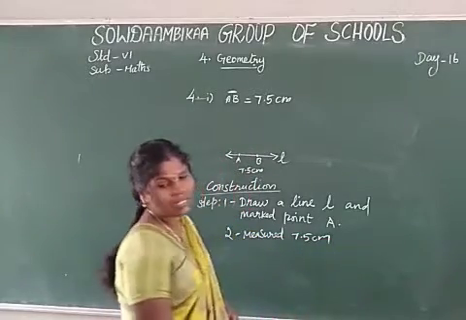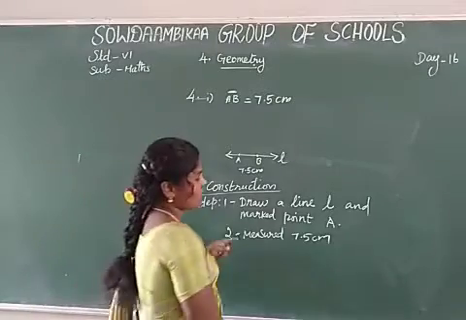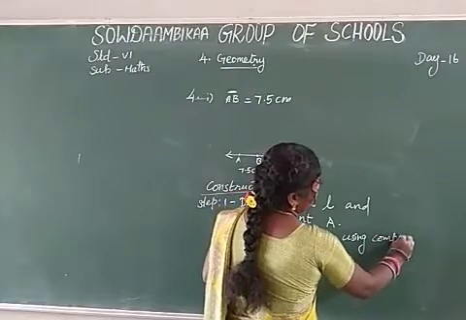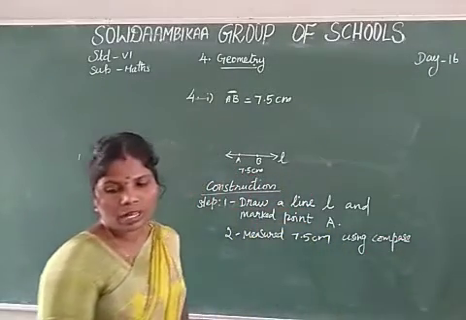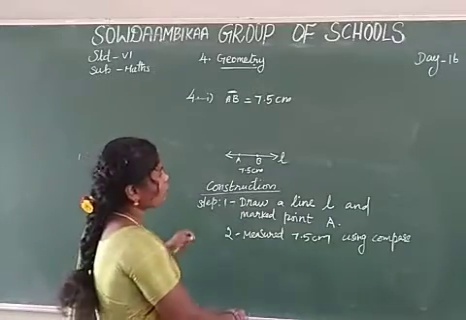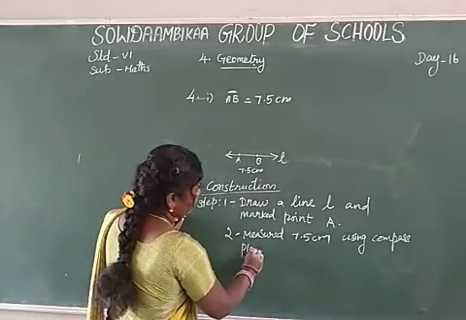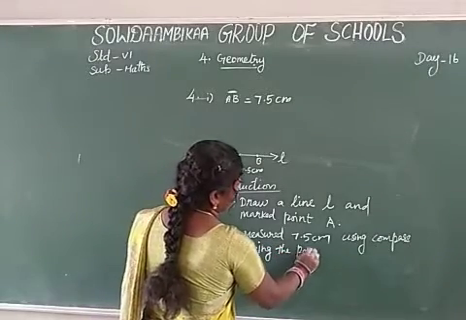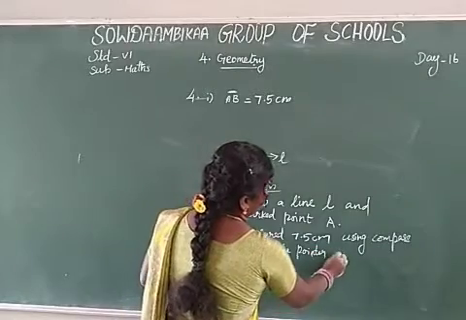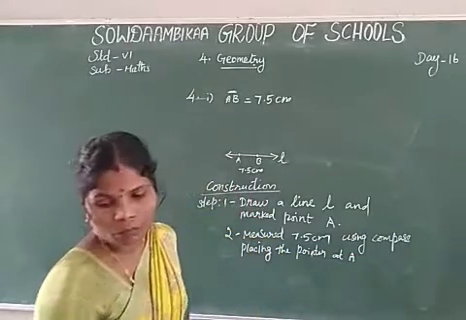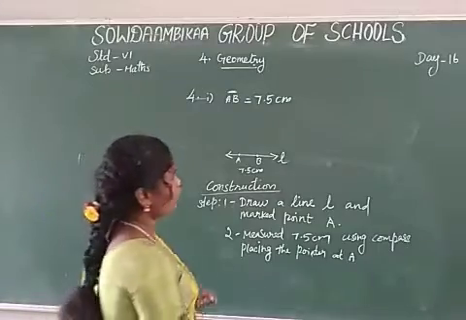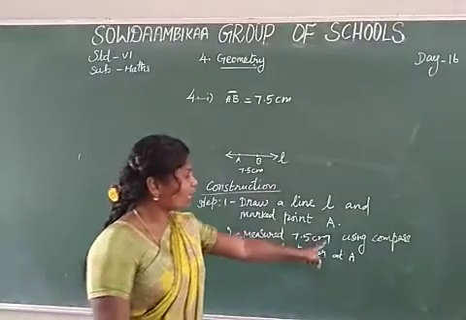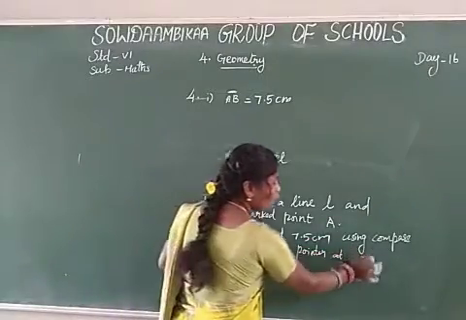Measure 7.5 centimeter using the compass, placing the pointer at O, and the pencil pointer at 7.5. Measure the 7.5 using compass, placing the pointer at O.